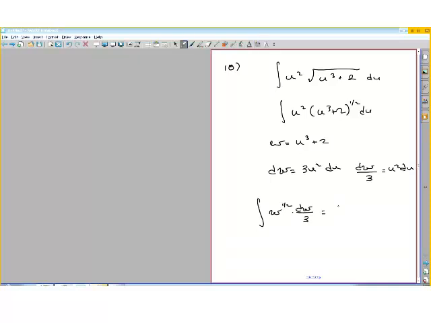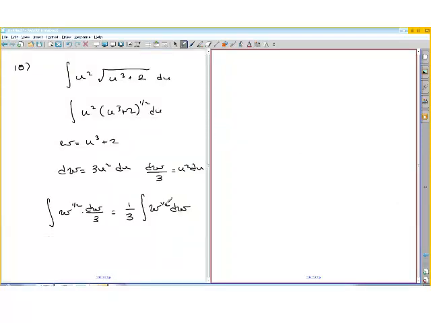We can factor out the fraction. This is 1/3 times the integral of w to the 1/2 power dw. It's a polynomial, so the integral of w to the 1/2 is w to the 3/2 divided by the new exponent, 3/2, plus our arbitrary constant C. Dividing by 3/2 is like multiplying by 2/3. So that's 2/9.